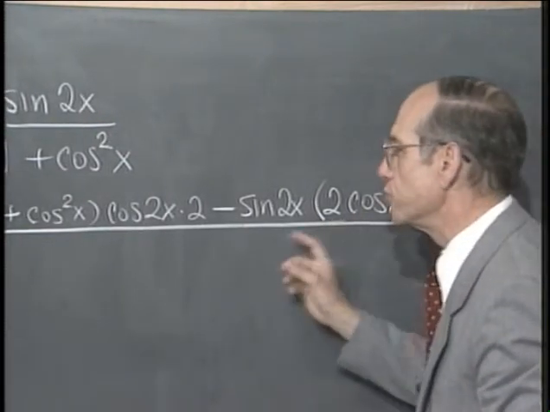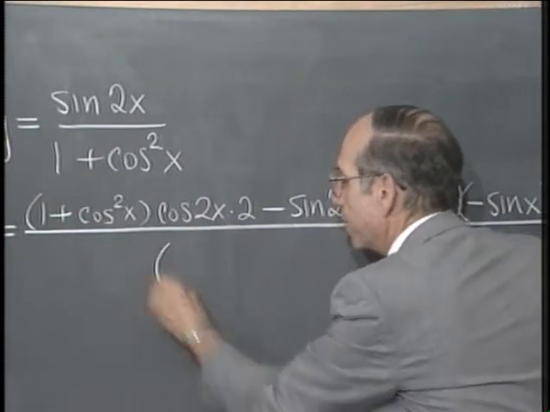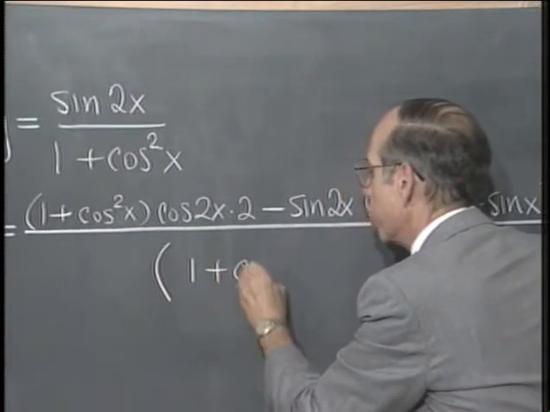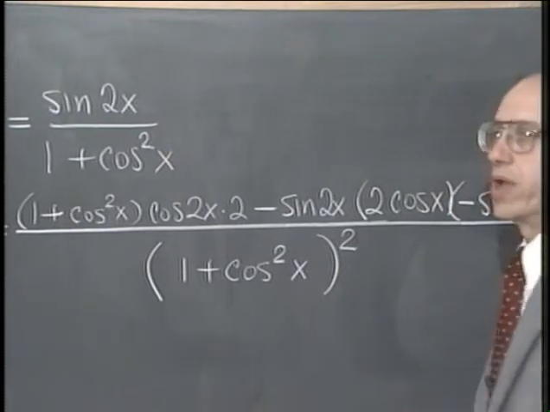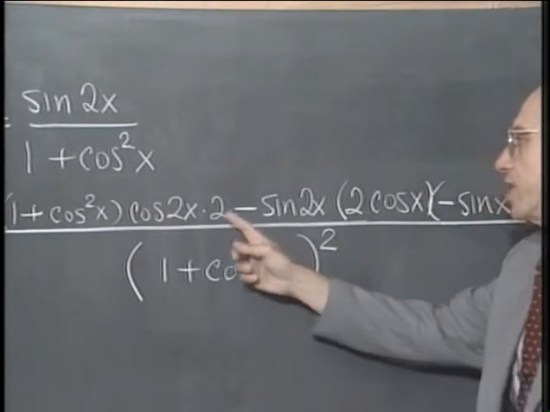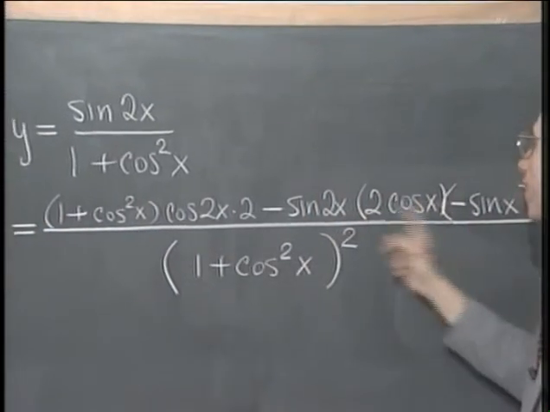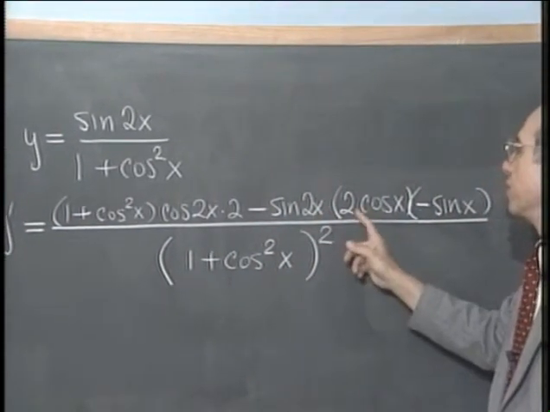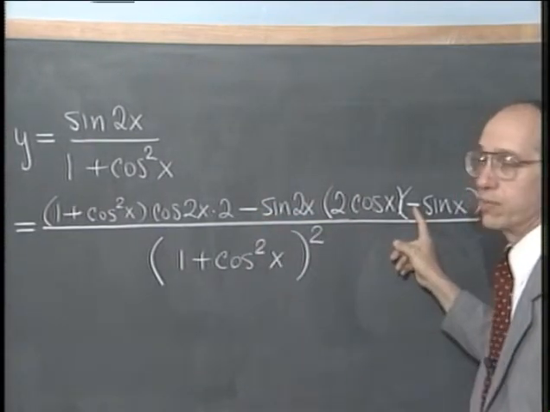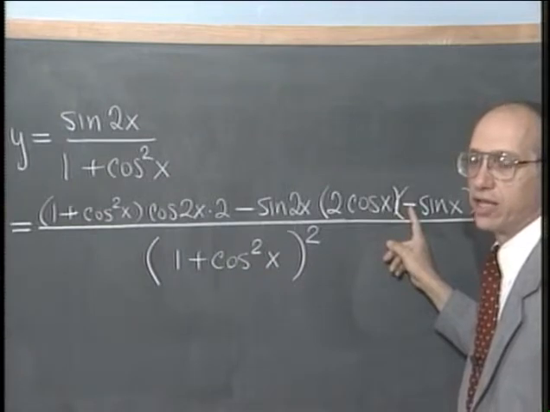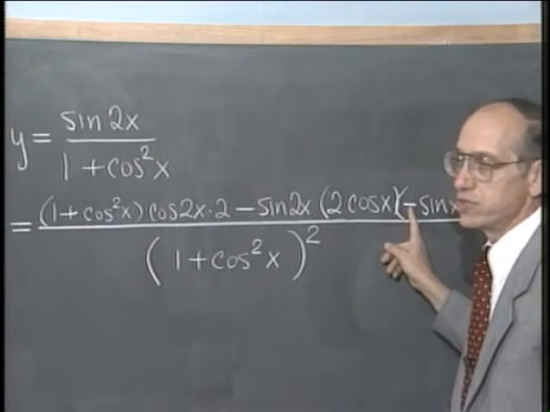Finally, we finish the quotient rule by dividing everything by the square of the denominator. So we have 1 plus cosine squared x, the quantity squared. Now, of course, in this numerator, here we have a 2 that I probably should move out to the front, and here I have a minus sine 2x, a 2 that should go out to the front. There's another minus in here, so this product really is going to become plus. But again, I'll let you do the simplification. There really isn't that much, because nothing reduces very much.